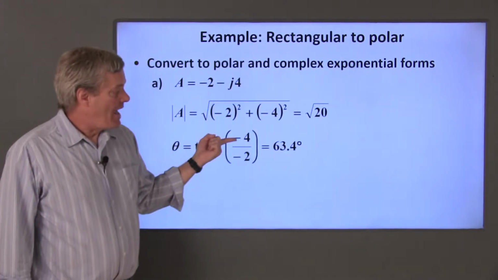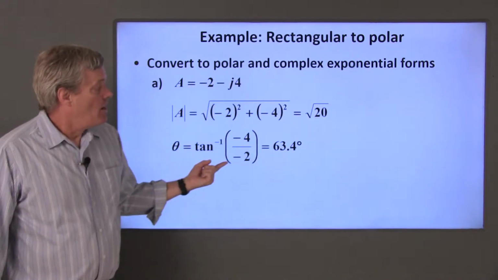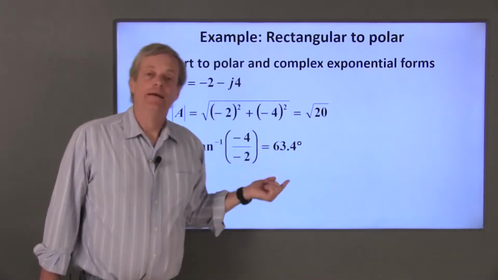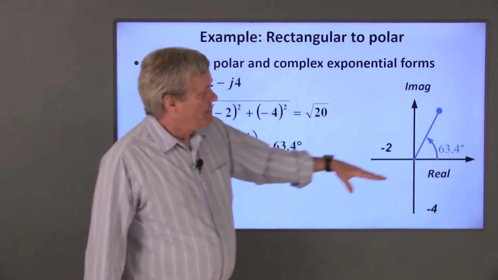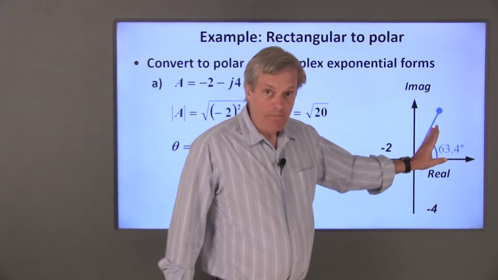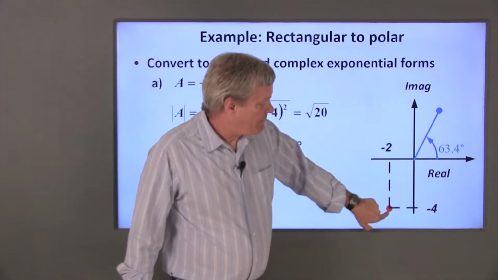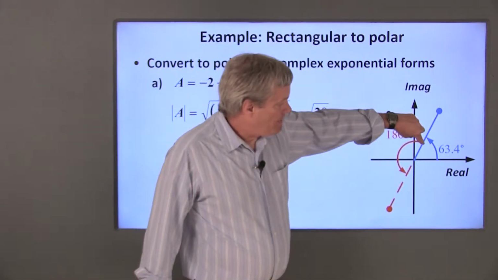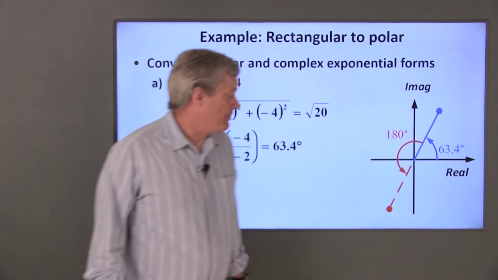Theta is the arctan of the imaginary part, -4, over the real part, -2, which from my calculator gives me 63.4 degrees. Now I have to check to make sure I'm in the right quadrant with this number. 63.4 degrees puts me up here in the first quadrant. The real and imaginary parts are both negative, however, so I need to be in the third quadrant. I can get to the correct quadrant by either adding or subtracting 180 degrees from this number.